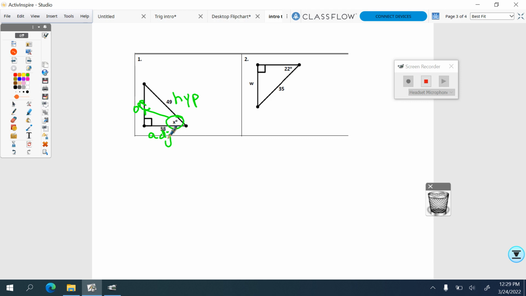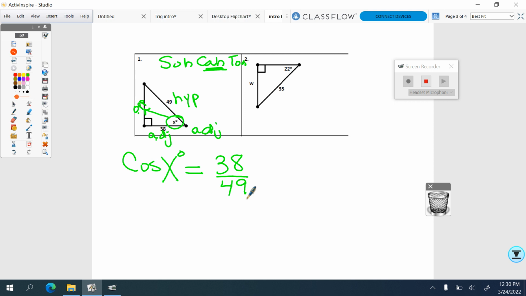So I know I have x degrees that I'm looking for. And when I go to opposite, there's nothing there, so I'm not going to use it. But adjacent and hypotenuse are labeled, so I'm going to use adjacent and hypotenuse. And when I look at my SOHCAHTOA, the one that has adjacent and hypotenuse is cosine. So this is going to be cosine x equals 38 over 49, okay?